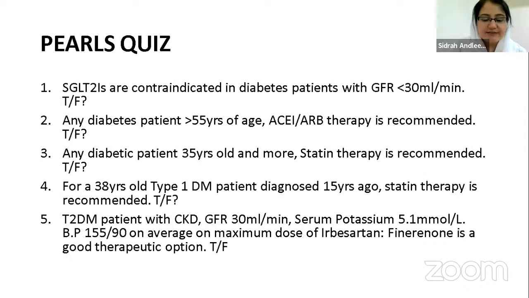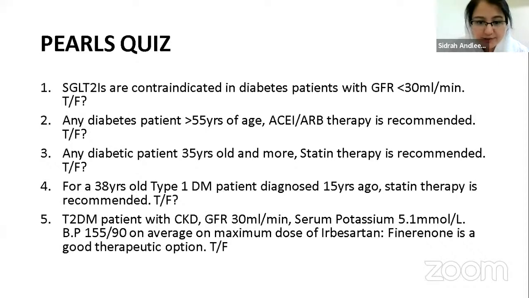So SGLT2 inhibitors like the canagliflozin, empagliflozin, dapagliflozin, they're contraindicated in diabetes patients with GFR less than 30 mL per minute. Is it true or false?